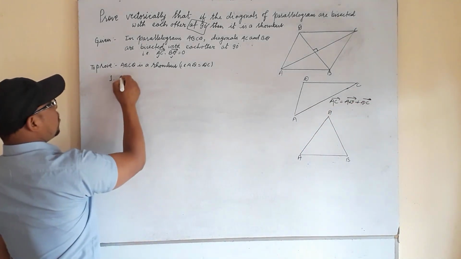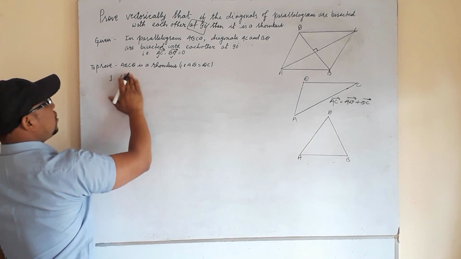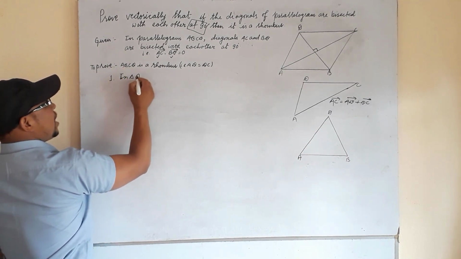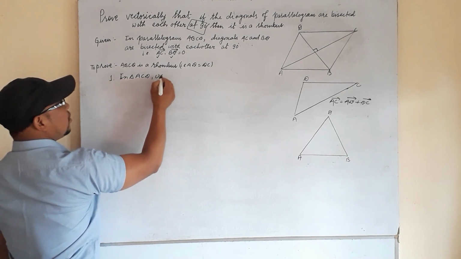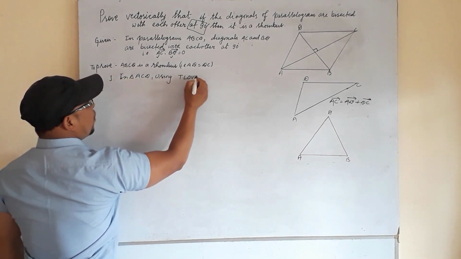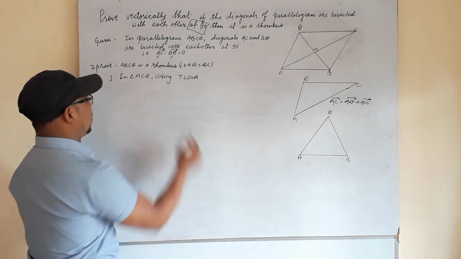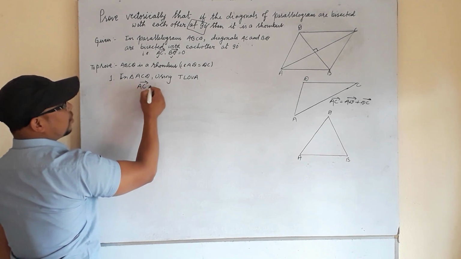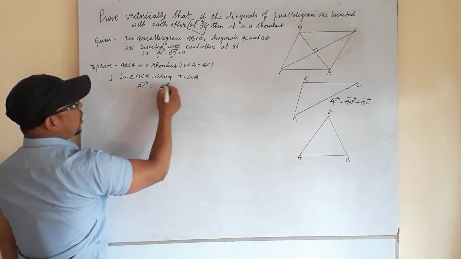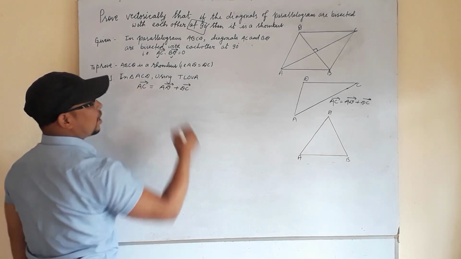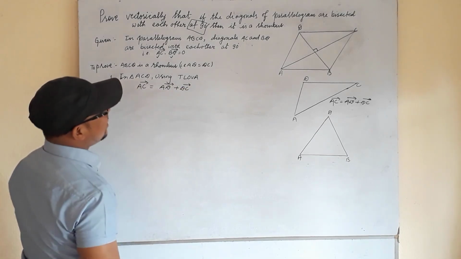So in one number, you can write, in triangle ACD, using the triangular law of vector addition, AC vector equals AD vector plus DC vector.